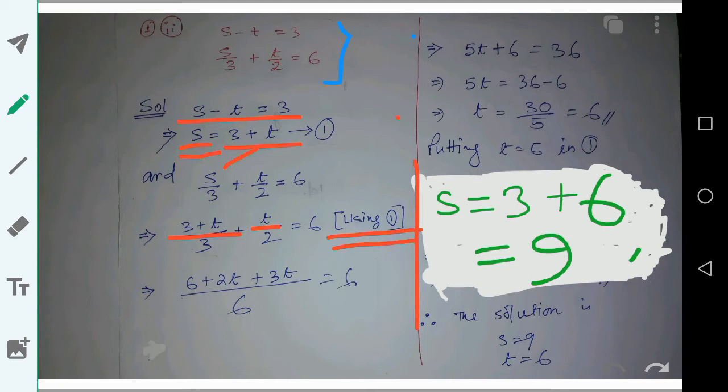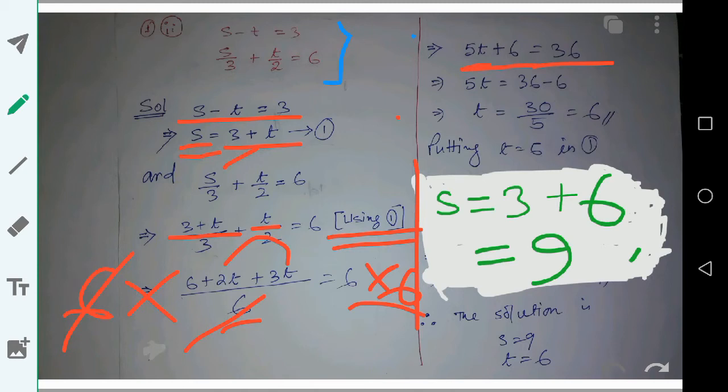Then here you see, we have taken LCM of 3 and 2, which is 6, and 2 times (3 plus t) plus 3t is equal to 5t plus 6, we know. So here we have multiplied 6 on both sides of this equation. 6 sixes are 36, this 6 cancels. So we have got 5t plus 6 is equal to 36.